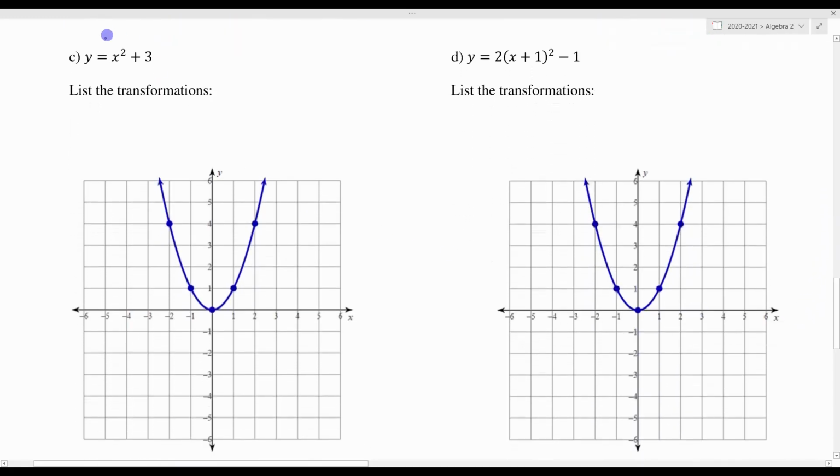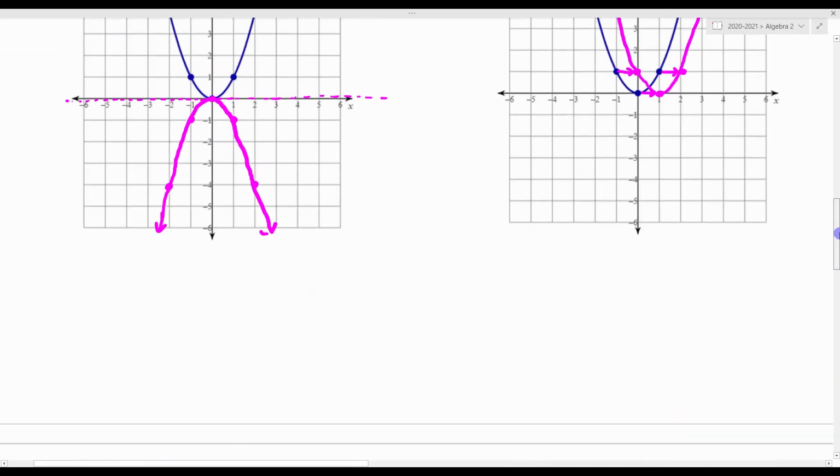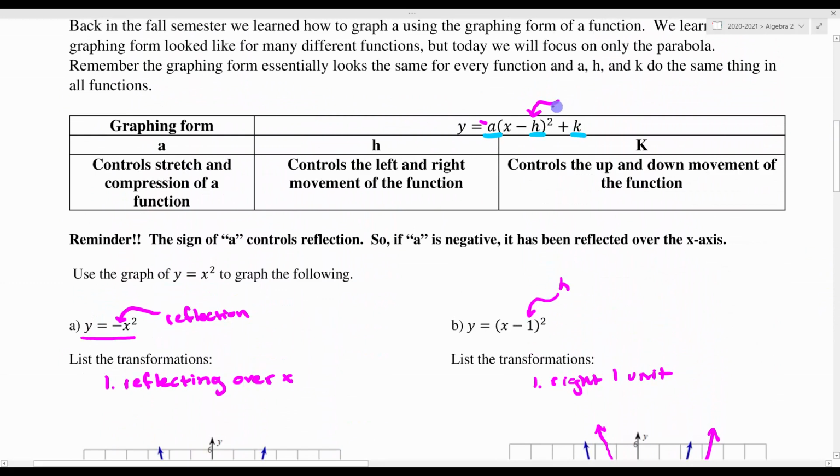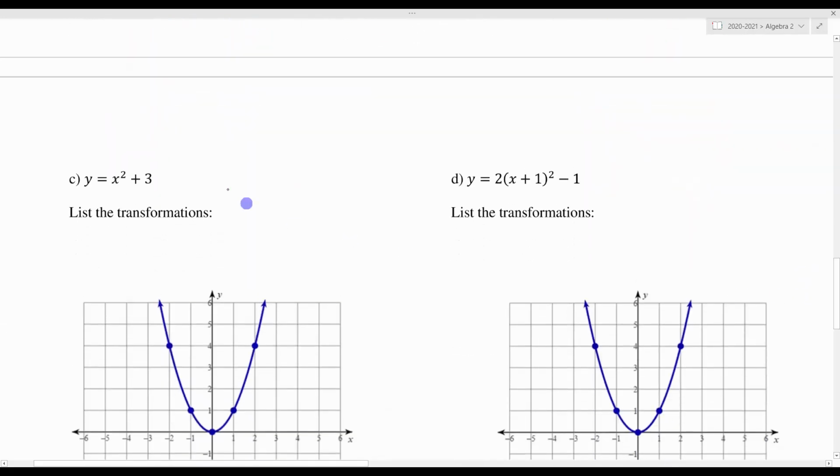So this one, we're looking at this x squared plus 3. If I go back to my graphing form, I'm thinking, well, it's not inside of a parentheses, right? That plus 3 is just a plus 3 on the end. So we're looking at the k parameter. When I look at this plus 3, this is k. So this is telling me that it is going up 3 units. Okay, so I'm going to take this parabola and I'm going to move it up 3. That's all I got to do.